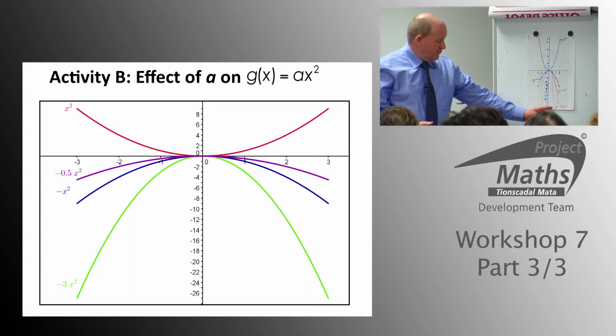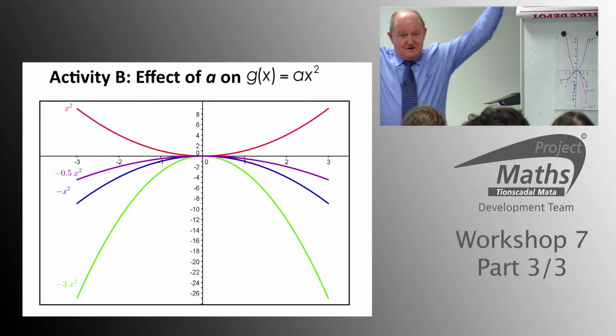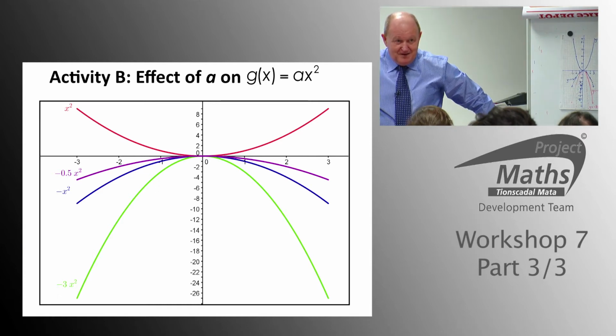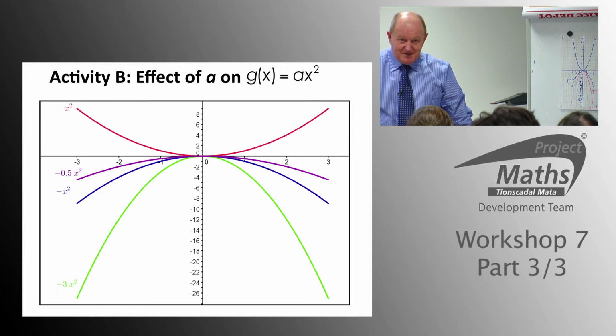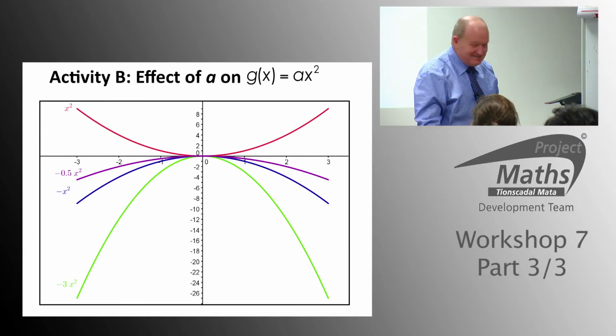This one here is y equals minus 3x squared. Look, x squared, minus x squared, right? Minus 3x squared is closer to the y-axis, right? Okay. A number less than 1 goes out that way again, but it's still negative. Is that okay?